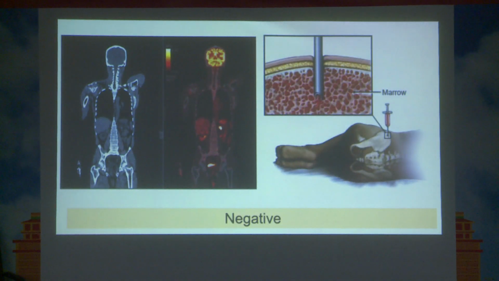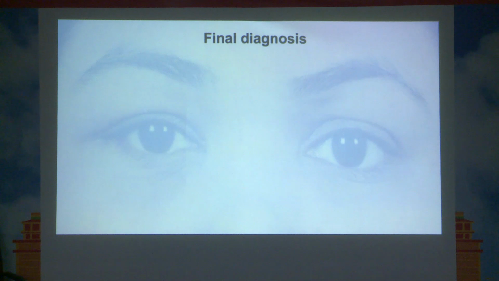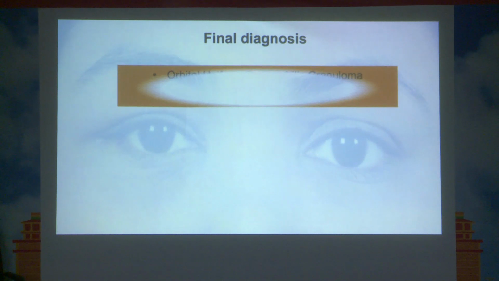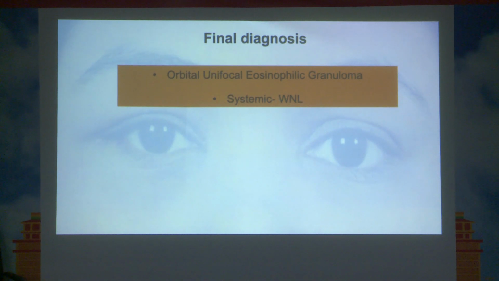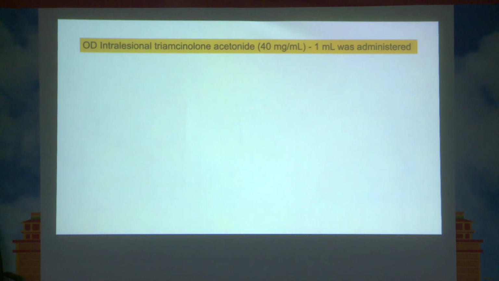We also went ahead with a systemic evaluation for her. PET CT scan was done and bone marrow biopsy, which came out to be negative. Hence, a final diagnosis for her was right-sided orbital unifocal eosinophilic granuloma, wherein the systemic examination was normal. She received right eye intralesional triamcinolone acetonide, 1 ml was administered.